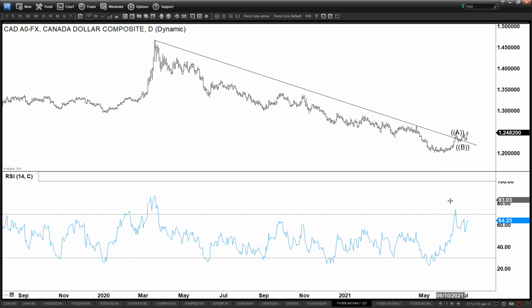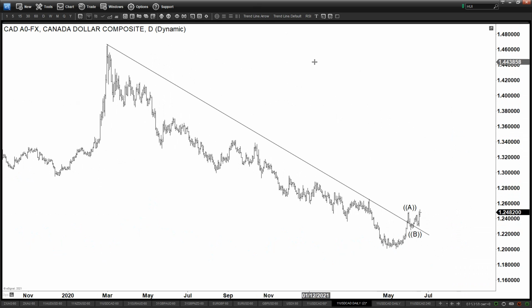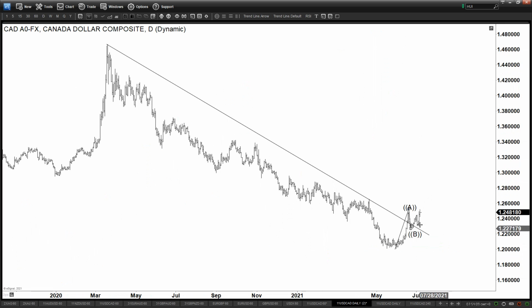structure here. Over here we got this pullback here, looks to be a connector here, right? And since then we managed to break above the previous peak. So in other words, we are now in the third leg. So this is the first leg, this is the second leg, and looking at the 1 hour chart, that's your 1 and 2 here. So that means it's a 1 and 2 within the third leg.